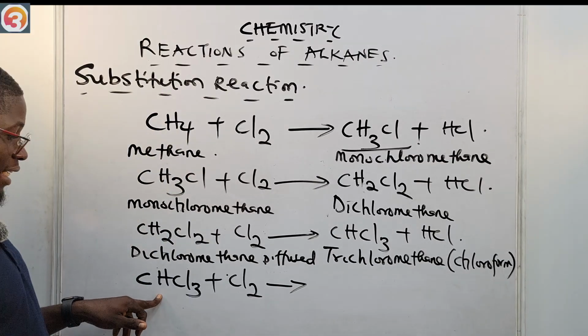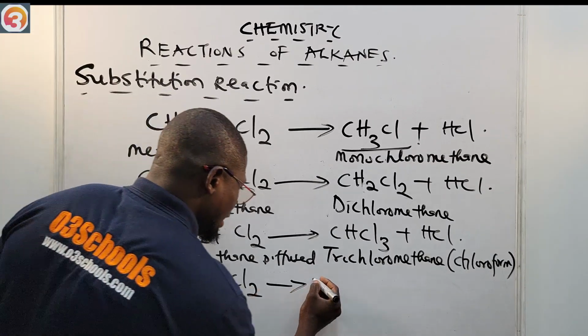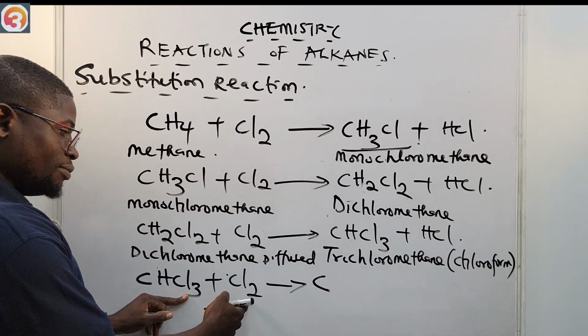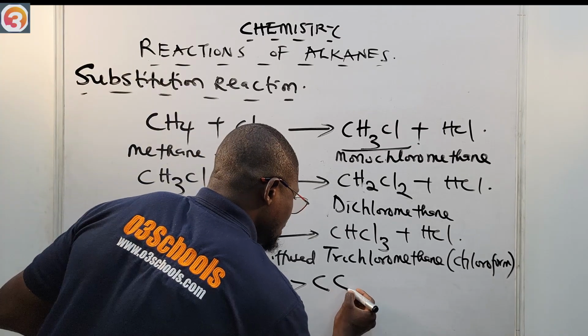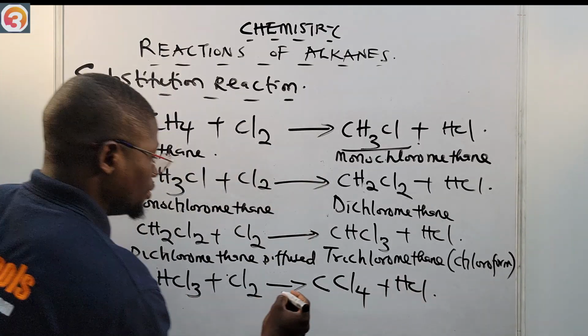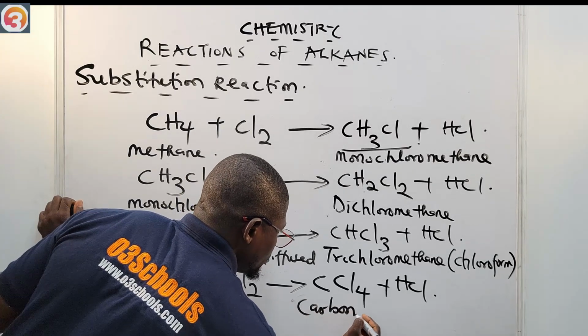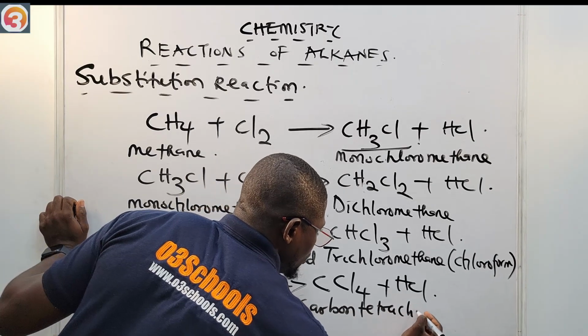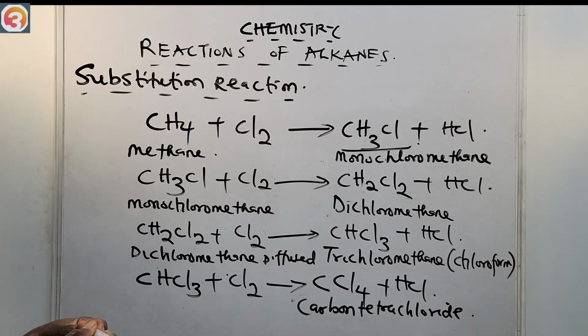So I'm going to have C, with one hydrogen atom less. So that means I'm not going to have hydrogen here again. I'm going to have C, then one chlorine atom is coming to join these 3 chlorine atoms already here. So that's CCl4, then plus HCl. Okay, so this is called what? Carbon tetrachloride. All right, so that is the final step.